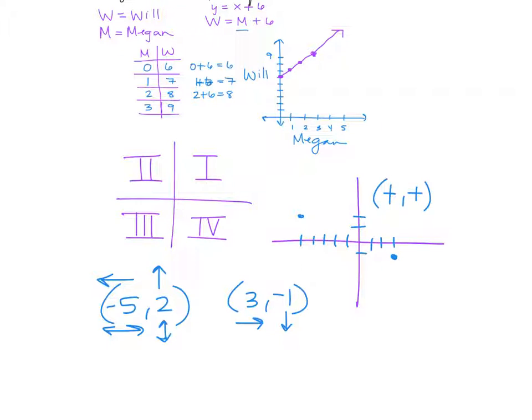What if both your numbers are negative? What quadrant are you going to be in? In quadrant 3. This would be a negative and a negative, okay? This would be negative, positive, and this would be positive, negative, okay? Any questions on any of that?